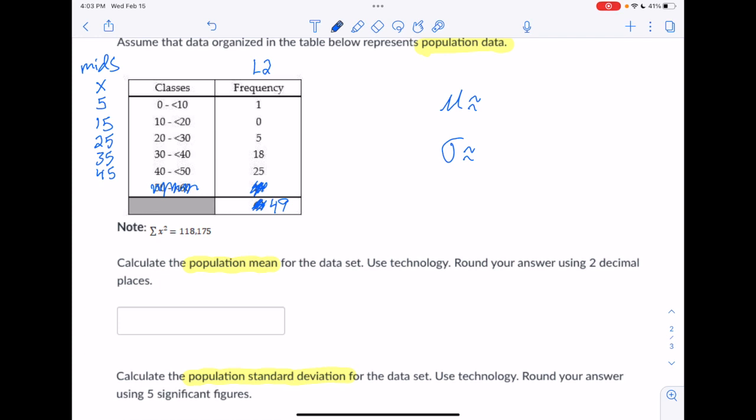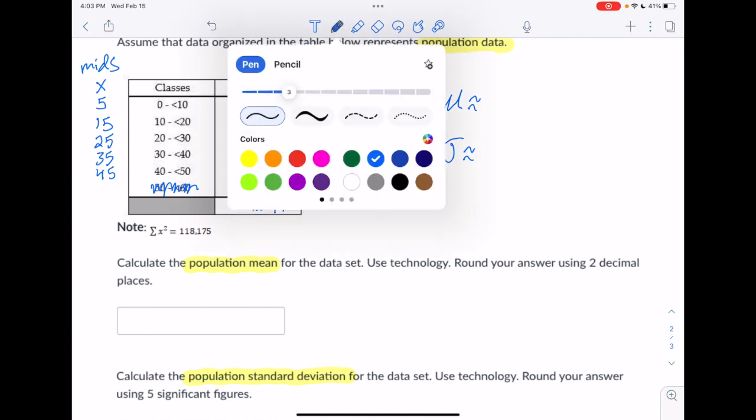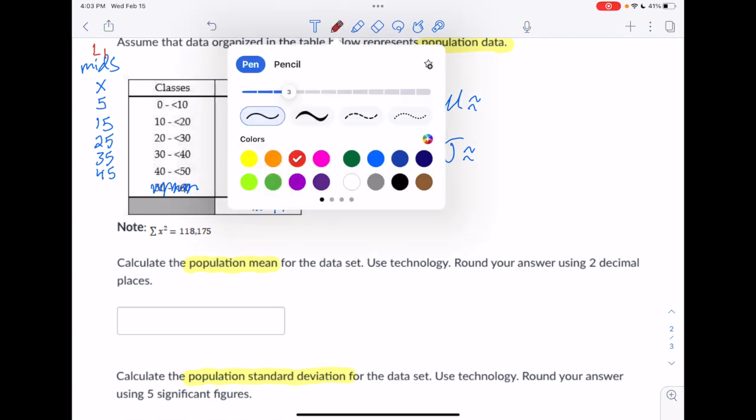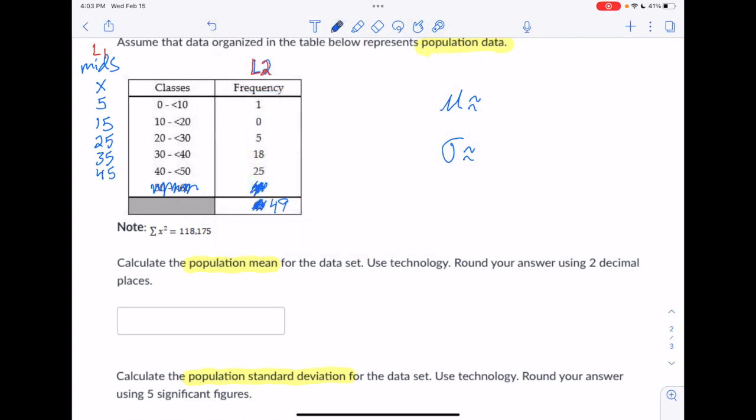All right, so those midpoints right there, we're going to put those into list 1. Frequencies are going to go into list 2. And then despite the fact that we have 2 columns, we only have 1 variable here. Frequency does not count as a variable, so when we're done, we're going to do 1-variable statistics.